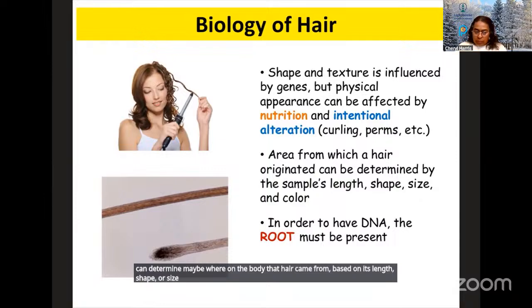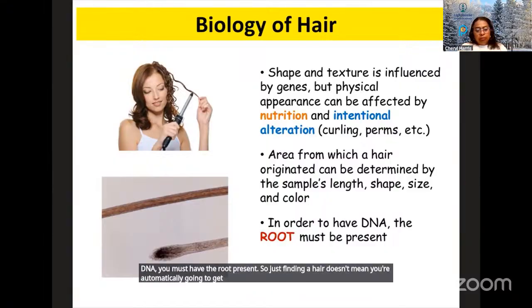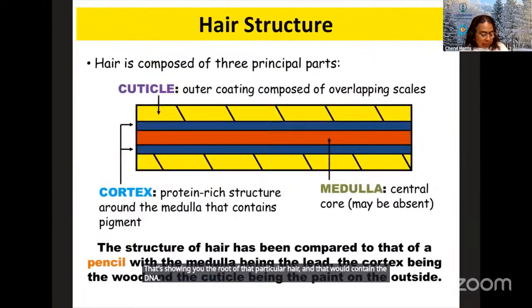But in order to have DNA, you must have the root present. So just finding a hair doesn't mean you're automatically going to get a person's DNA. If the root is not there, the DNA will not be present. So if you look closely at this picture, that's showing you the root of that particular hair, and that would contain the DNA.